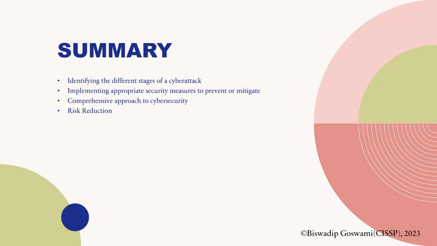Now, to summarize, the implementation of the cyber kill chain involves identifying the different stages of the cyber attack, from initial reconnaissance to final objective achieved by the attacker, and implementing appropriate security measures to prevent or mitigate each stage. This involves a comprehensive approach to cybersecurity, including regular backups and disaster recovery plan, strong access controls such as firewall and IDS, network segmentation, behavioral analysis, user education, and continually reviewing and updating security measures to stay ahead of evolving threats.